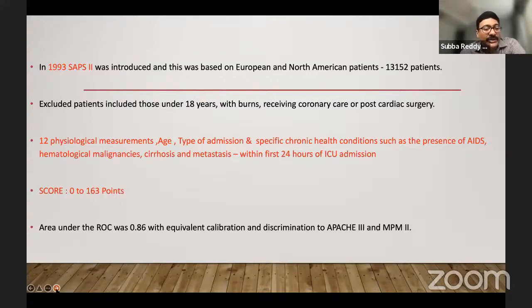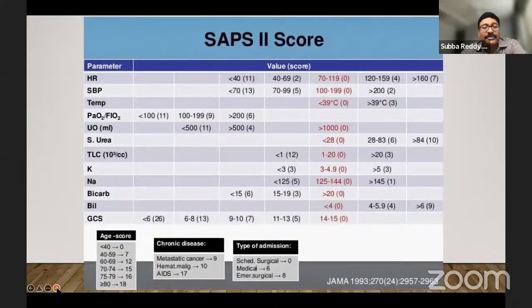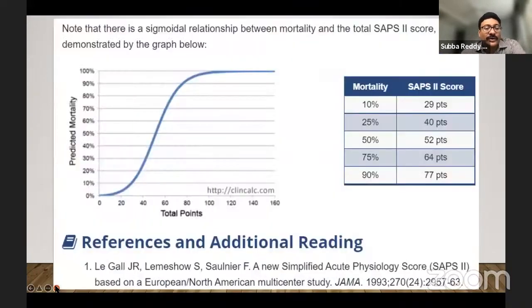And the score is 0 to 163 points. In Apache 4, we have seen there are 286 points. Here, 0 to 163 points. The ROC was 0.86. The specificity is equivalent to Apache 3 or MPM 3. So this is the SAPS 2 score. They have taken chronic disease, and type of admission, whether it is a scheduled surgical admission or emergency surgical admission, and based on that the score will increase.